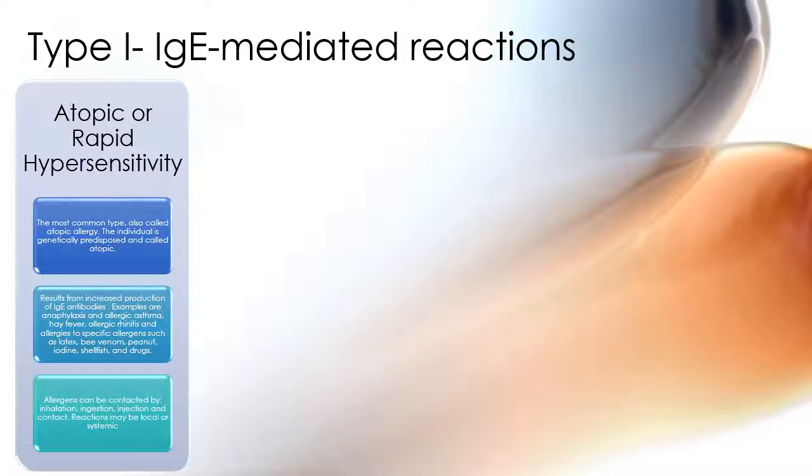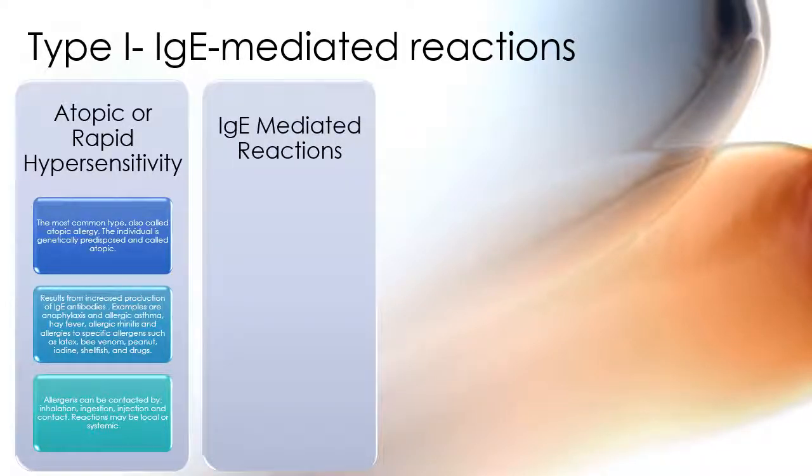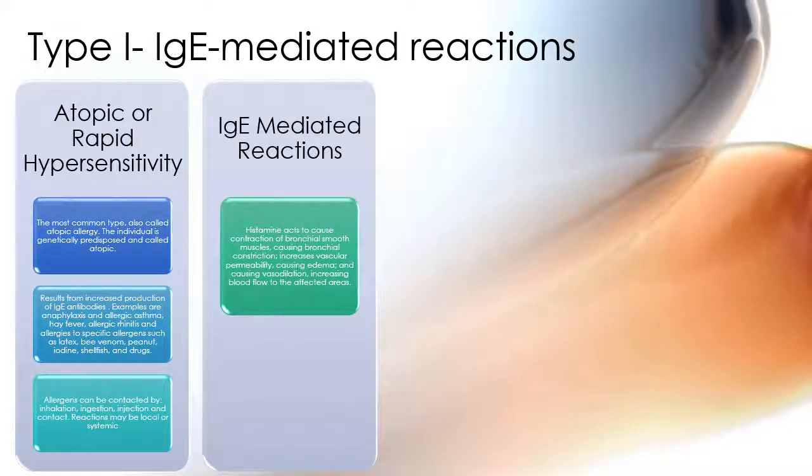Allergens can be contacted by inhalation, ingestion, injection, and contact. Reactions may be local or systemic. Immunoglobulin E mediated reactions: the process involves histamine acting to cause contraction of the bronchial smooth muscles, causing bronchial constriction, increasing the vascular permeability, causing edema, and causing vasodilation, increasing the blood flow to the affected areas.